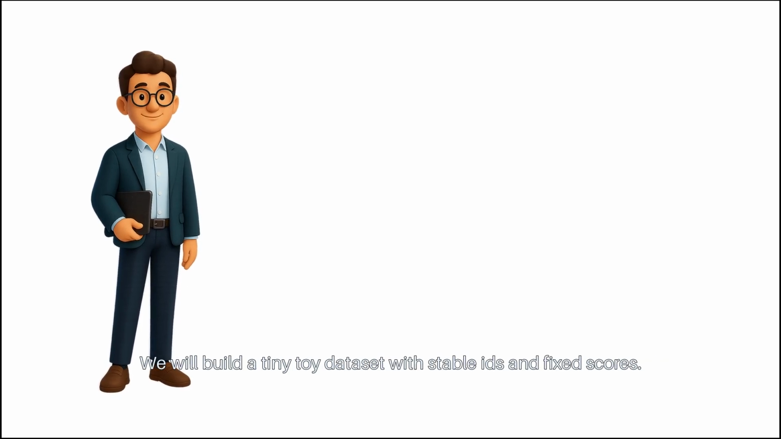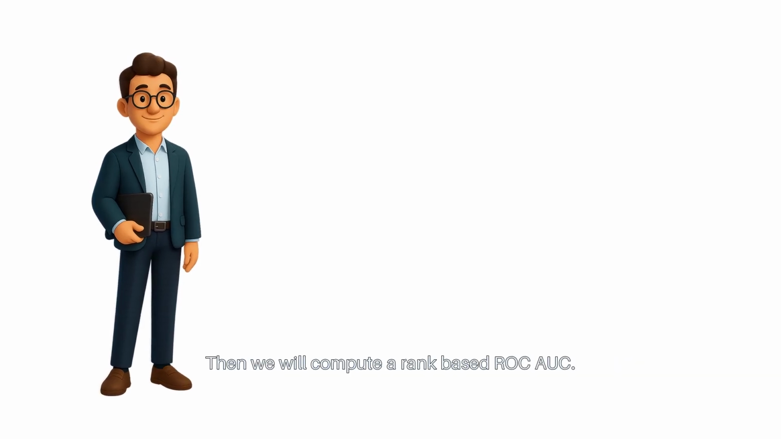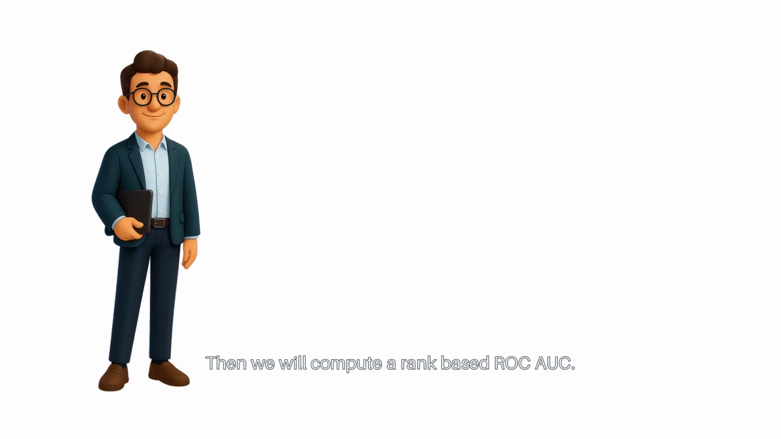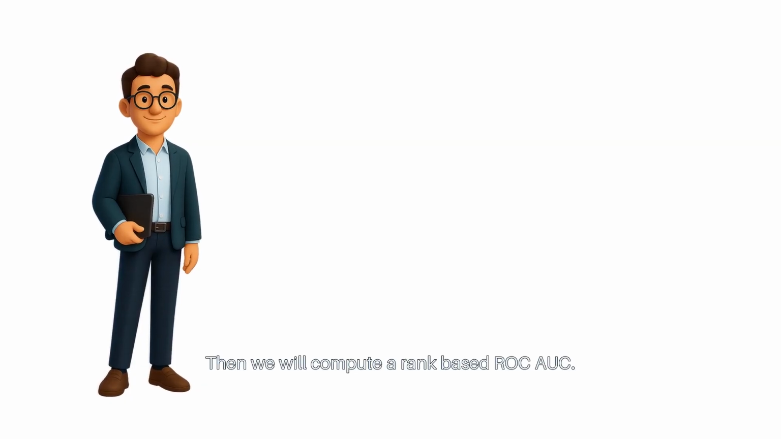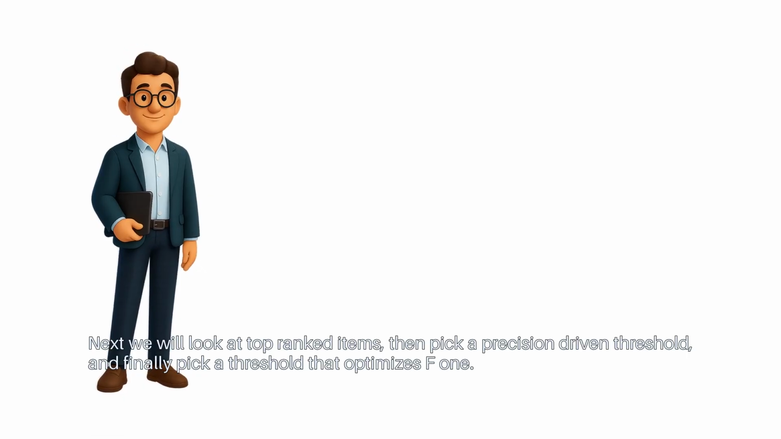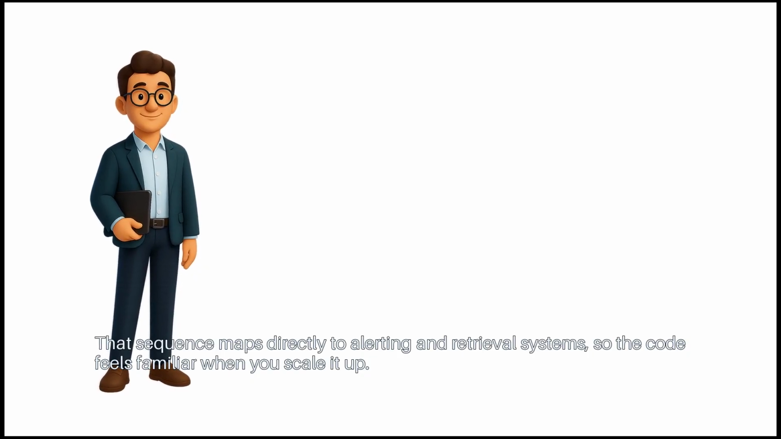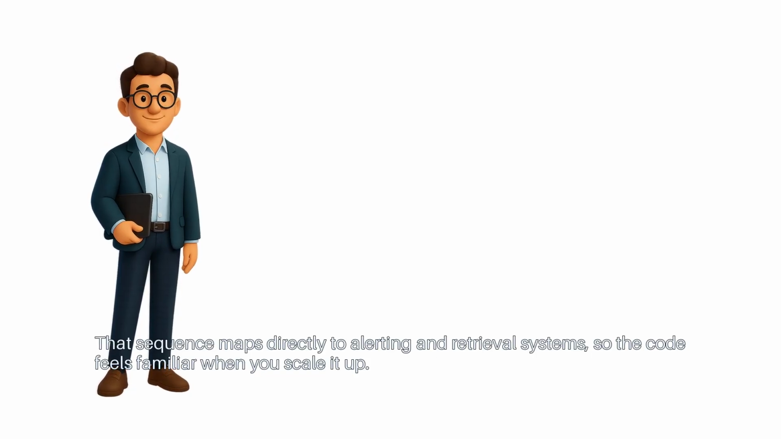We will build a tiny toy dataset with stable IDs and fixed scores. Then we will compute a rank-based ROC AUC. Next, we will look at top-ranked items, then pick a precision-driven threshold, and finally, pick a threshold that optimizes F1. That sequence maps directly to alerting and retrieval systems, so the code feels familiar when you scale it up.